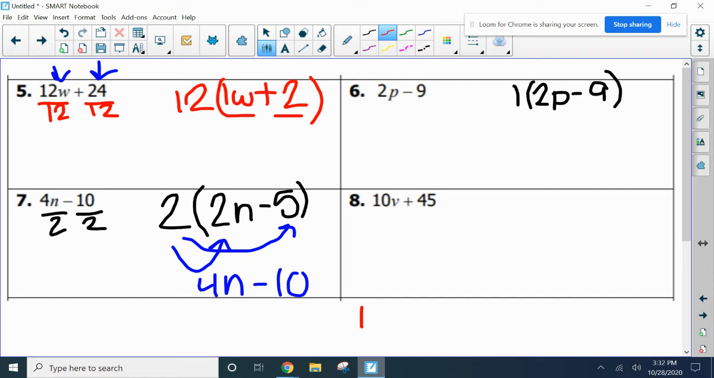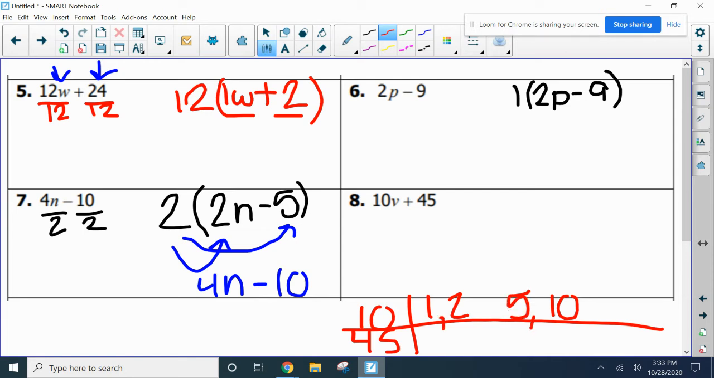And then again, one more time, I have 10, and I have 45. So 1 and 10, 2 and 5, and that's it. And then 1 and 45, 3 and 15. Think about that. Not 4, and then 5 and 9. Not 6, not 7, not 8. So I know I'm done. They do not share 45. They do not share 15. They do not share 9, but they do share 5.